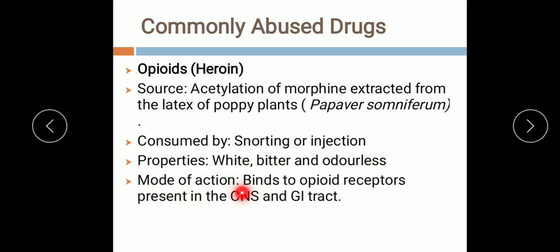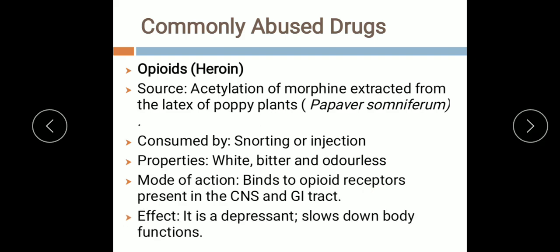Mode of action means how this drug affects the body parts or the body. So it binds to the opioid receptors present in the central nervous system, that is CNS, and the GI tract, that is the gastrointestinal tract. What is its effect? It is a depressant and slows down body function.